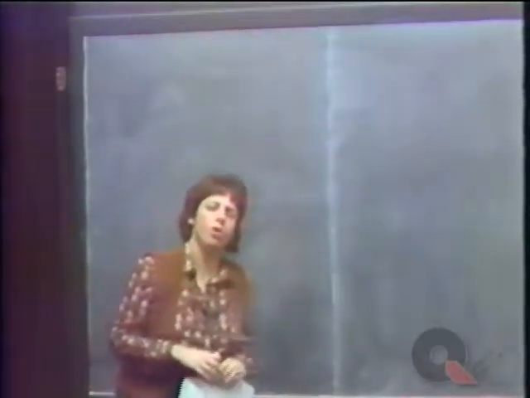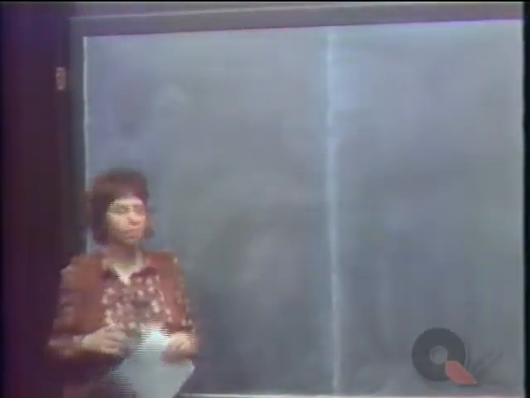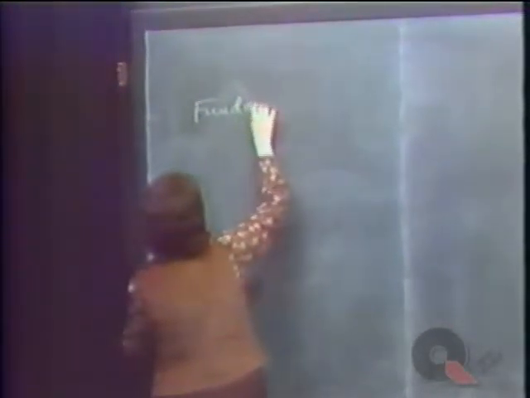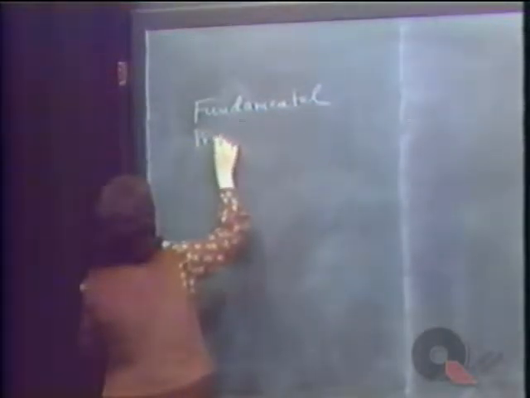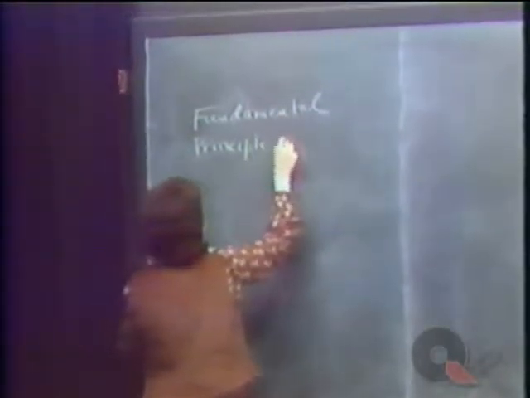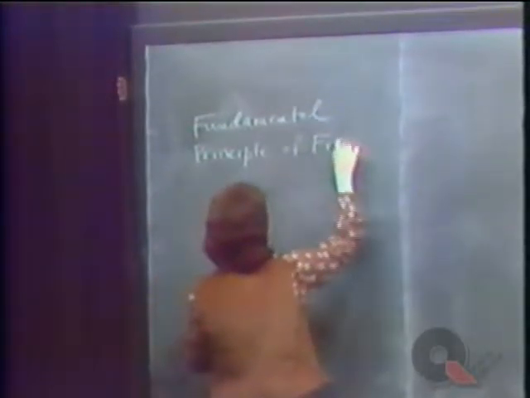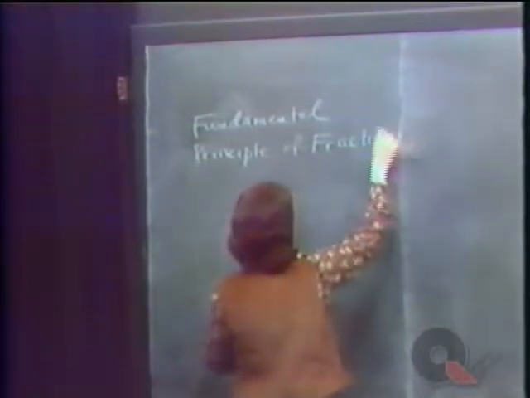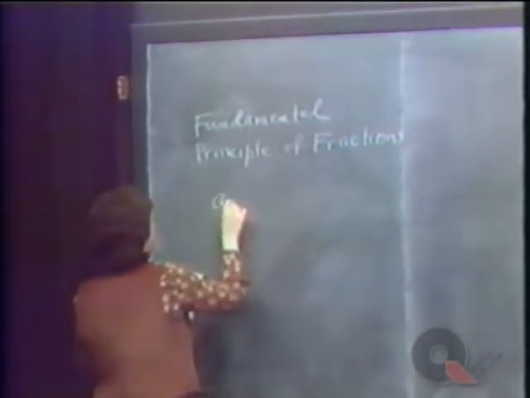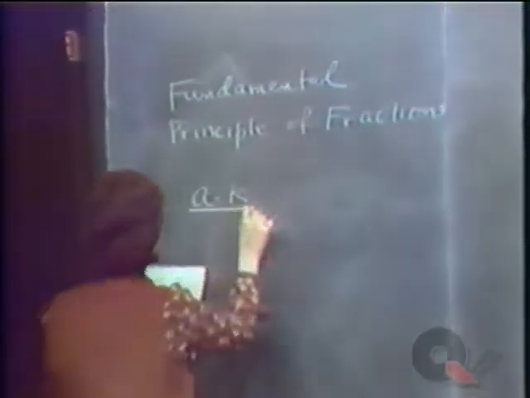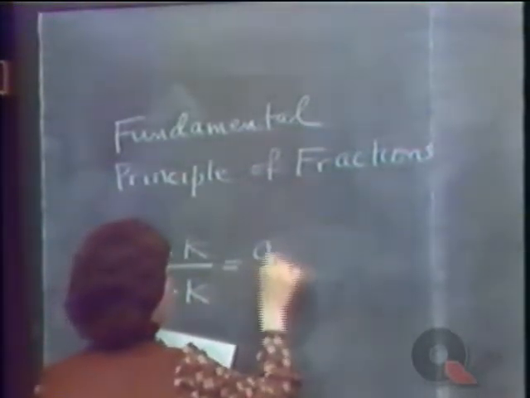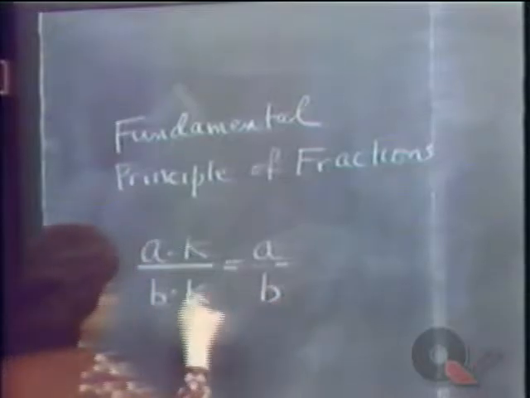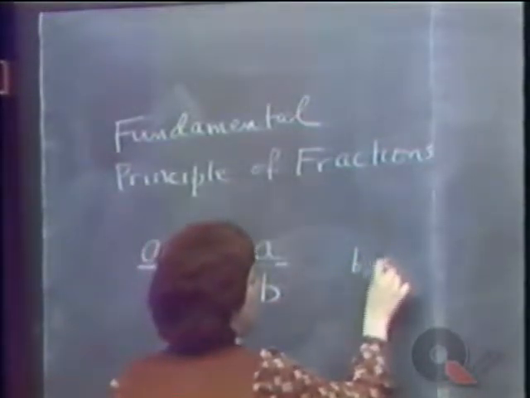The key to our work with fractions is going to be the fundamental principle of fractions, which I'll write down for you now. A times K divided by B times K is equal to A over B, where we'll assume here that B and K are not 0.